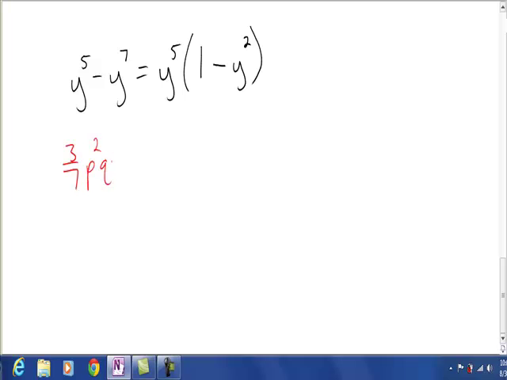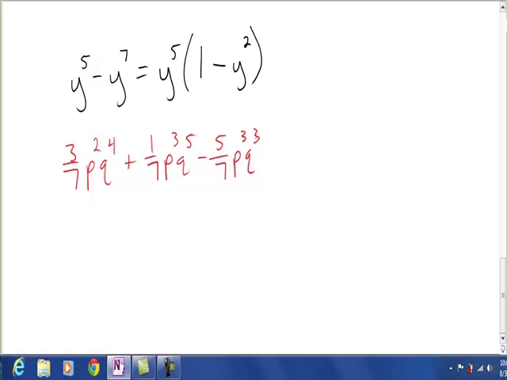3/7 p squared q to the 4th plus 1/7 p cubed q to the 5th minus 5/7 p cubed q cubed. All right. Everyone loves p's and q's. Everyone loves fractions. I don't know, everyone hates fractions, but that's okay. Don't get distracted by the fractions. That's why we're doing this.